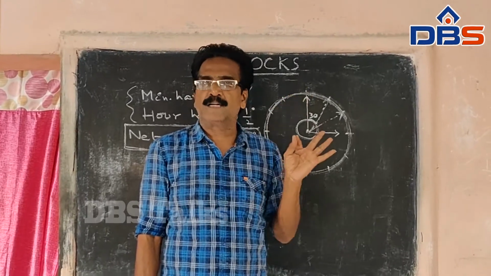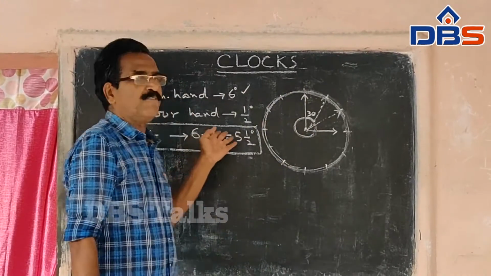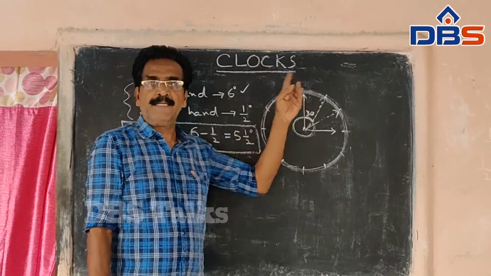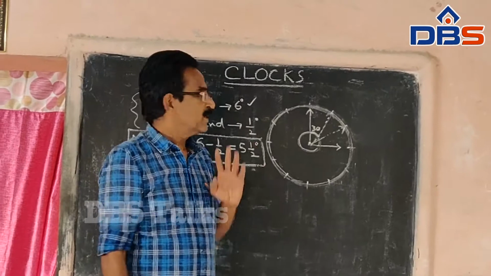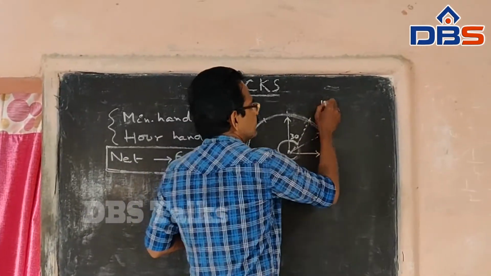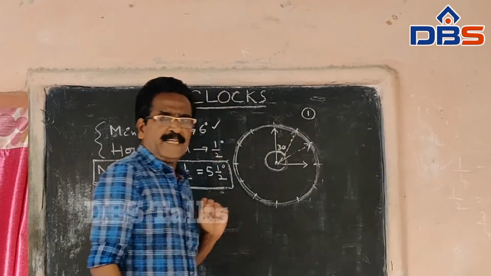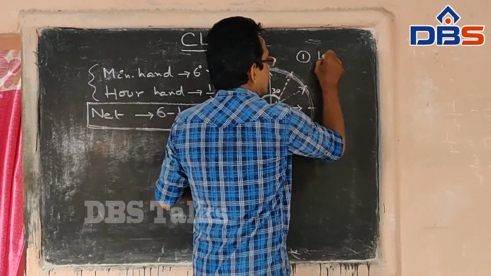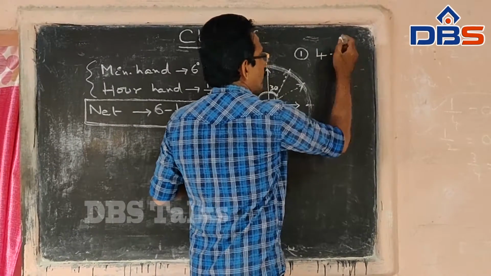This is an important fundamental. Using this important fundamental only, we find the angle between the hands at a given particular time. Okay. So, this is the first case. In the first case, what is the angle between the hands of a clock at 4 o'clock?